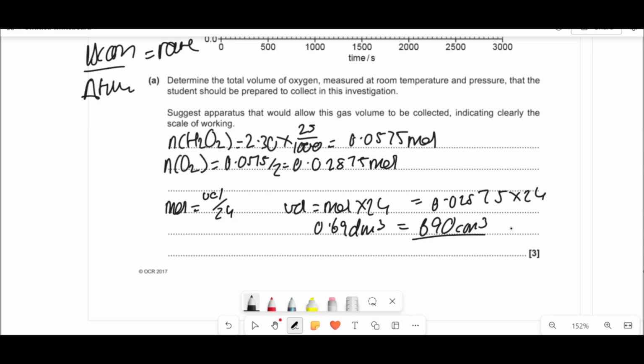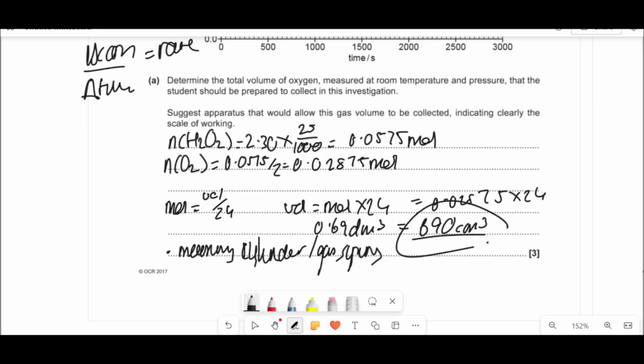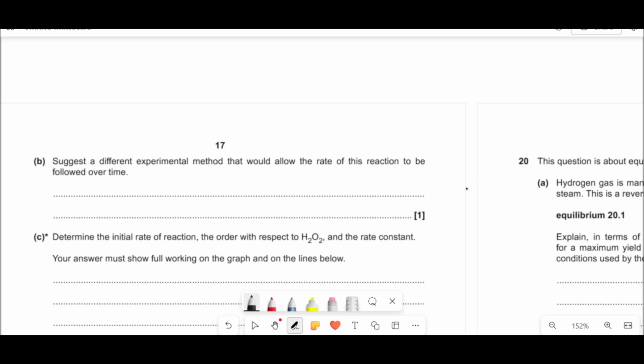So we've worked out the volume of oxygen they need, but the question says suggest apparatus that allows this to be collected and indicate the scale of working. So what you need to use is a measuring cylinder or a gas syringe, but it has to be a size that can accommodate this. So a 1,000 centimeter cubed one. There you go. Done.